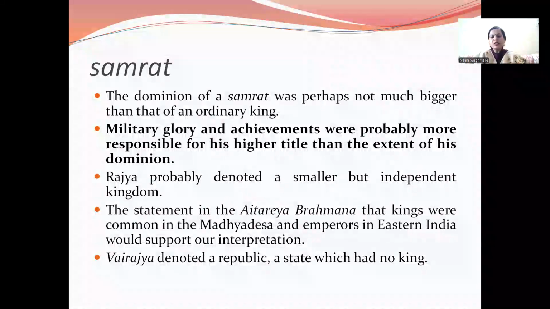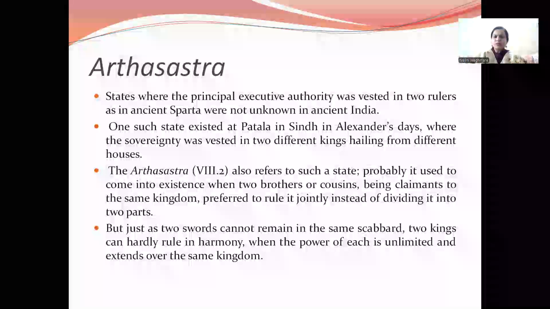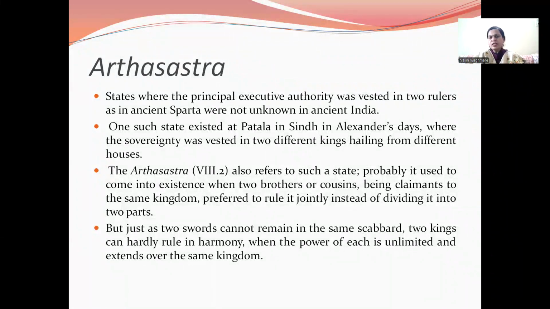The statement in the Atharva Brahmana that kings were common in the Madhya Desha and emperors in eastern India would support our interpretation. Vairajya denoted a republic, a state which had no king. The Arthashastra also states that states where the principal executive authority was vested in two rulers, as in ancient Sparta, were not unknown in ancient India. There was a state at Patala in Sindh in Alexander's days, where the sovereignty was vested in two different kings hailing from different houses.